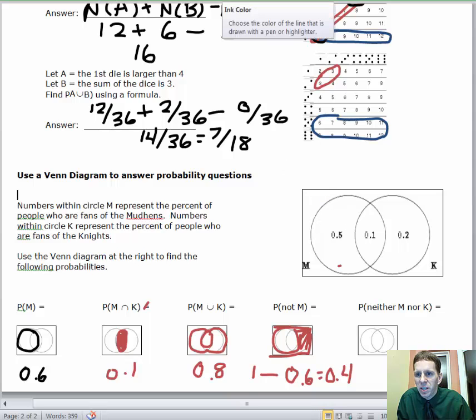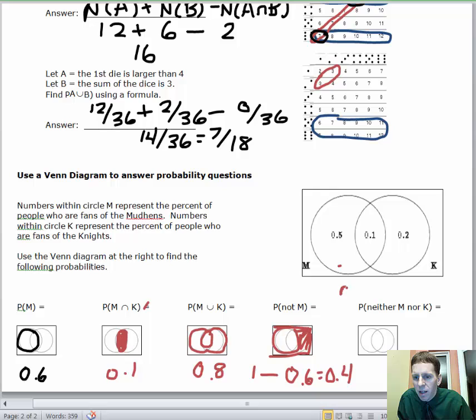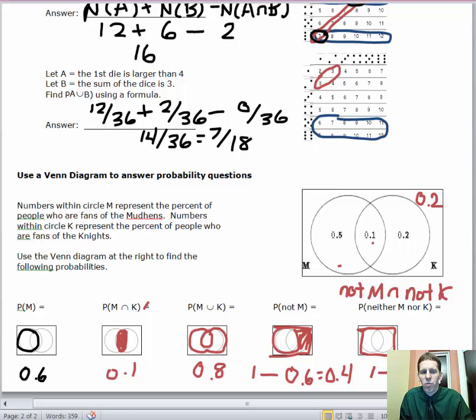It also helps us answer the last question, which is who's in neither circle M nor K. So you're neither M nor K. What this means is basically you're not in M and you're not in K. That's people in this outer ring right here. Now we know there's 0.5, 0.1, and 0.2 inside all the circles. That's sort of like this middle probability, 0.8. So whoever's left over is in this outer region, and that would be your 0.2. That's who's in here. And if you were to add all 4 of these probabilities, you'd get 1.